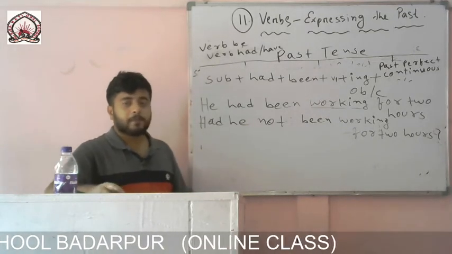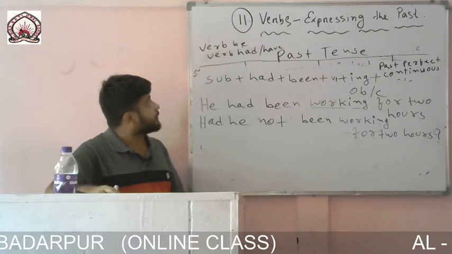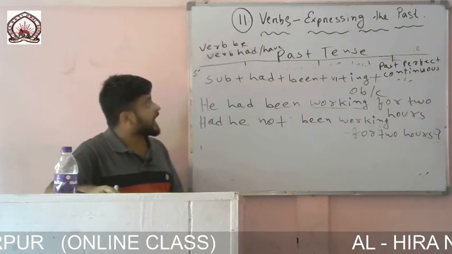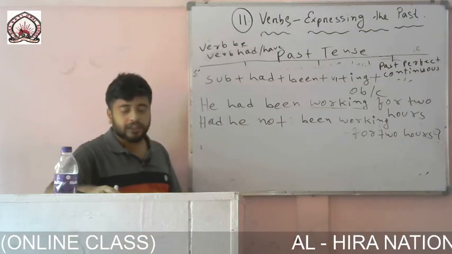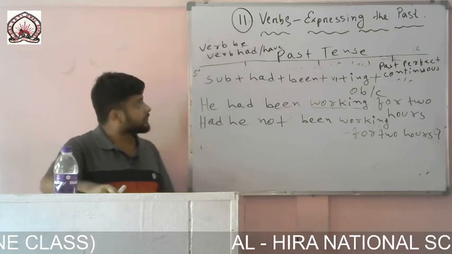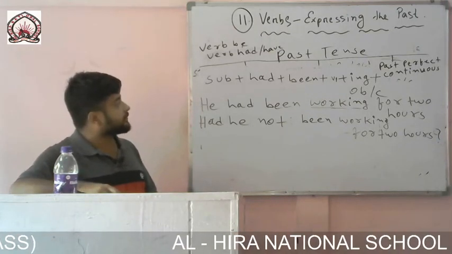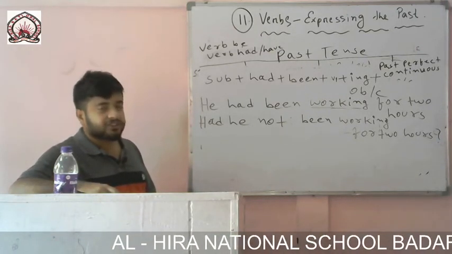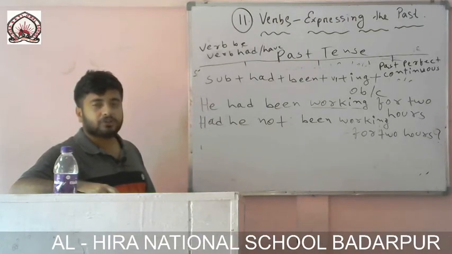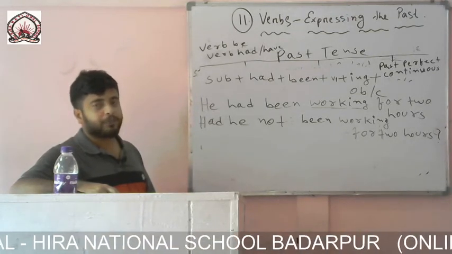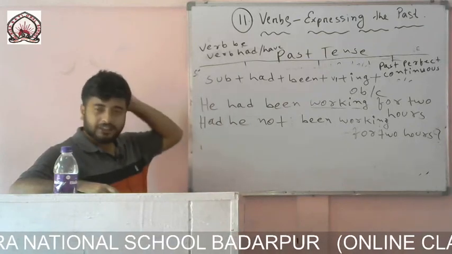So today I have explained verbs expressing the past. We know that the past tense is of 4 types: simple past, past continuous, past perfect, and past perfect continuous. I have explained in detail.